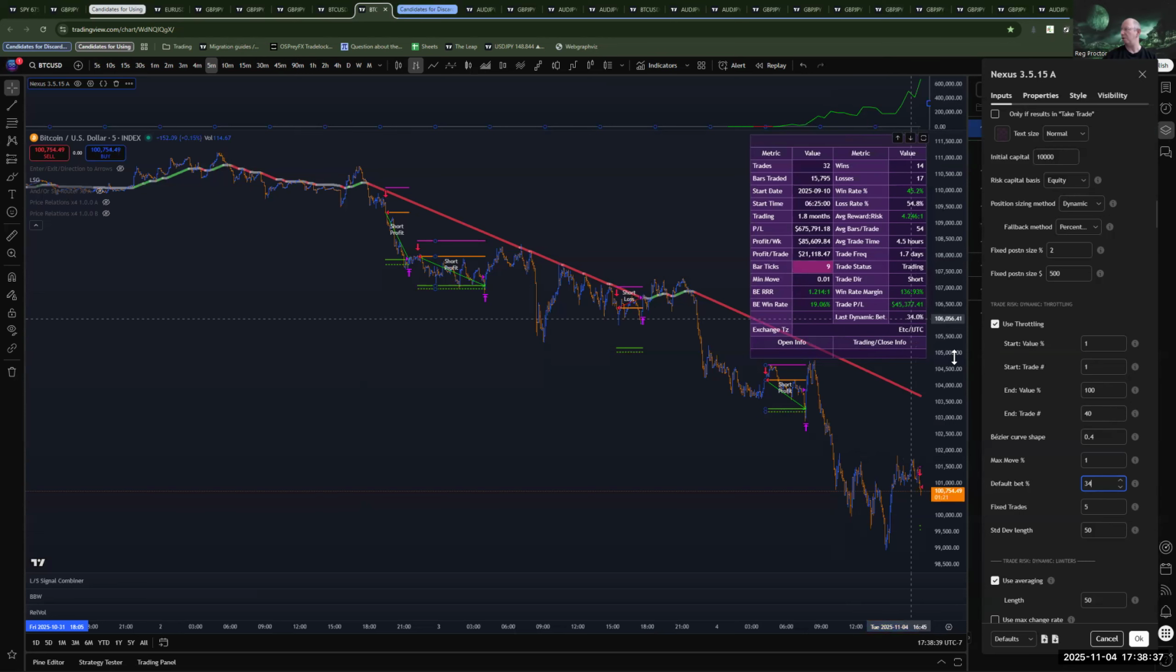Now you see it's still on 34 and we start on 34. So this is probably the optimal amount, right? And now it's saying that's how much you can make if you bet the optimal amount.